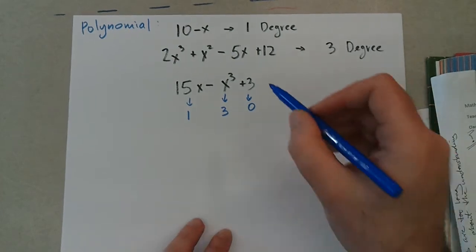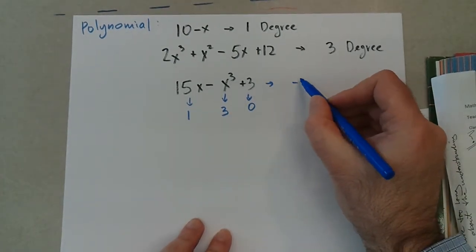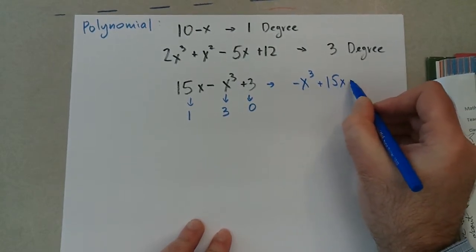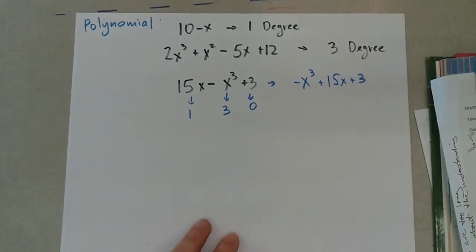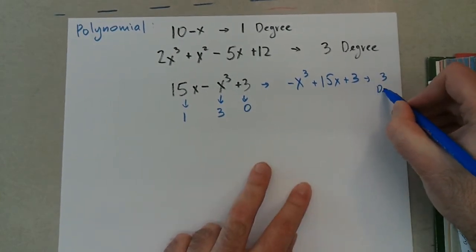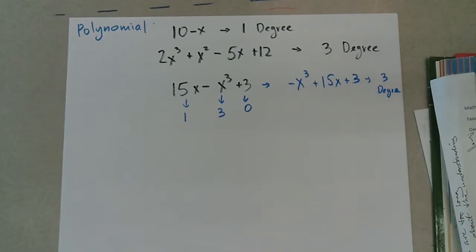So if I were to rearrange this, I would write it as negative x to the third plus 15x plus 3. And this is third degree. Sorry, it came out small. So that's a third degree polynomial.